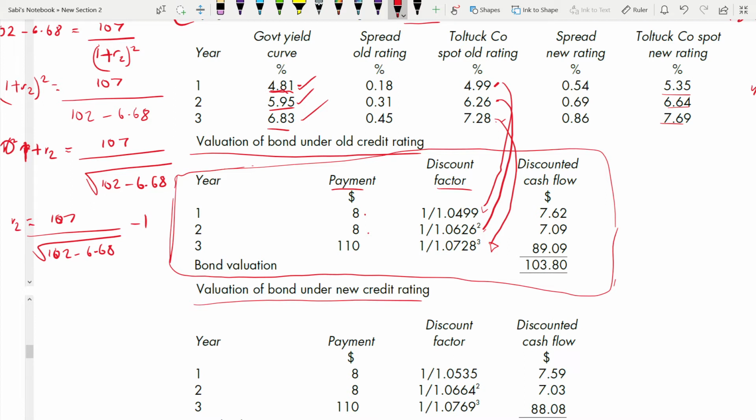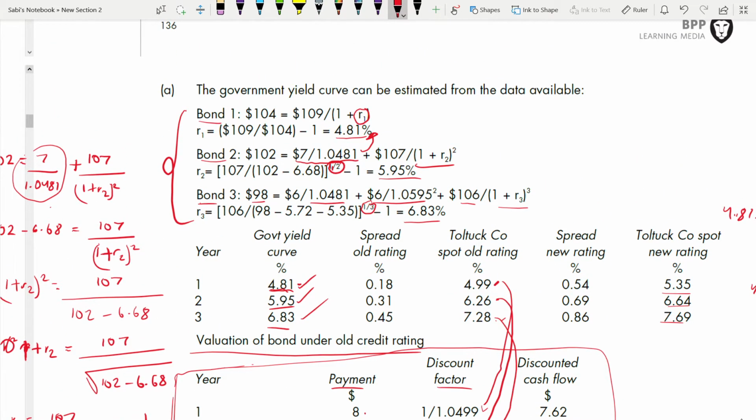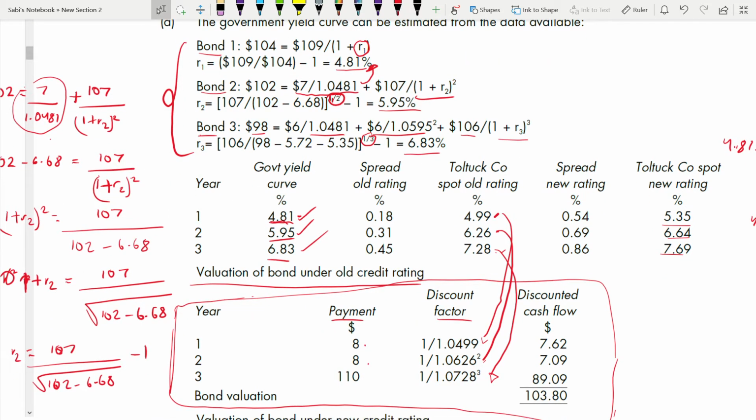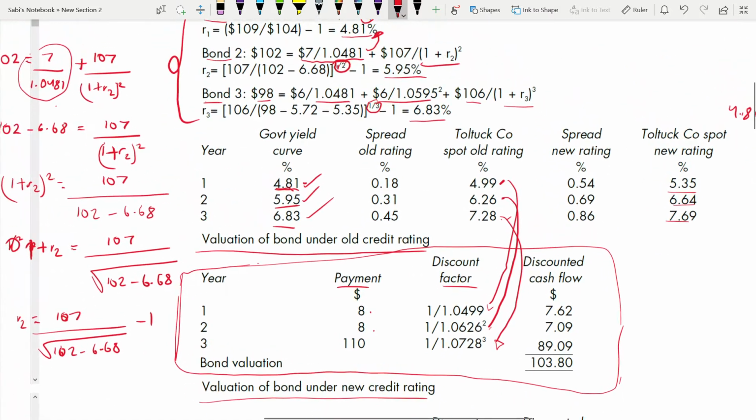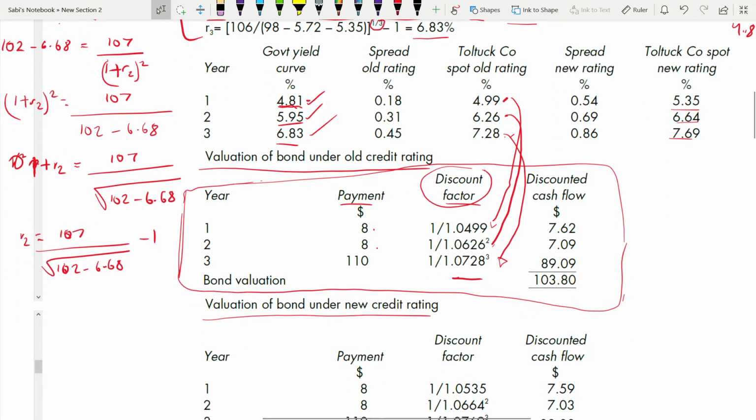Now, before I go to the new credit rating, see one thing: where you can go wrong when you calculate the rates here. The first one, bond 2, bond 3. If you calculate the rates wrong, what could go wrong? Your old rating will go wrong, your new rating will go wrong, and your discount factor, because based on those rates only you are going to calculate your discount factor. If your discount factor goes wrong, discounted cash flow goes wrong, then your valuation itself goes wrong, everything goes wrong.